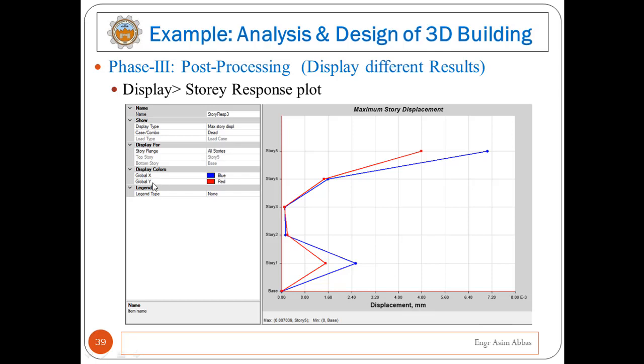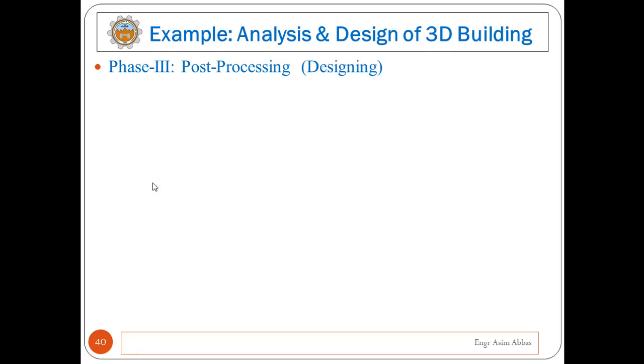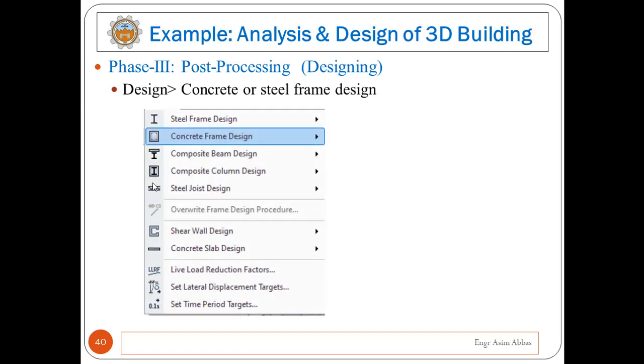Okay, now the next step is to perform designing. Okay, for that go to the design menu. So this window will appear where I can choose the type of design as per the material, right? In our case, the material is concrete, so I will choose the concrete frame design.